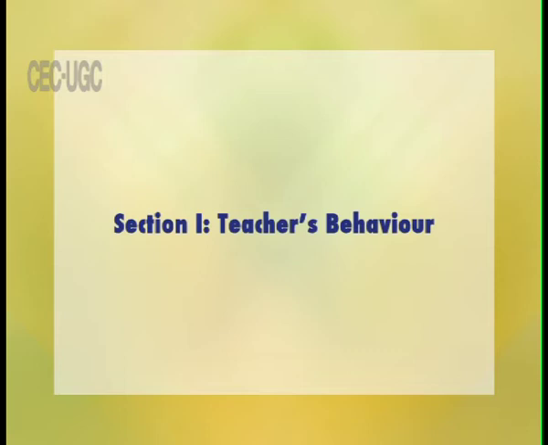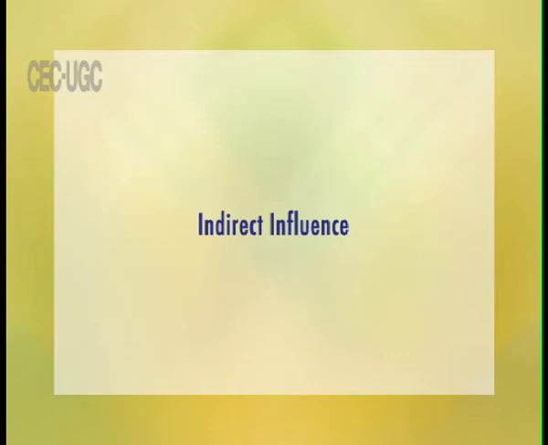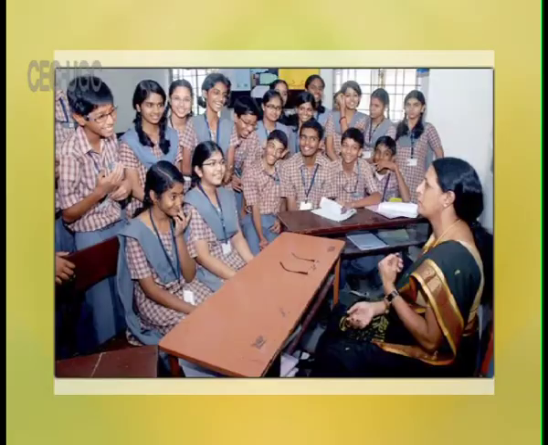Dear students, let us now discuss all the 3 sections one by one. Section 1 means teacher's behavior. In teacher's behavior, as already mentioned, there are indirect influence and direct influence. Indirect influence. The first 4 categories are related to indirect talk of the teacher. They are: 1, accepting feelings. Here, the teacher recognizes and accepts the feelings of pupils. He also directs these feelings in the manner conducive to learning.